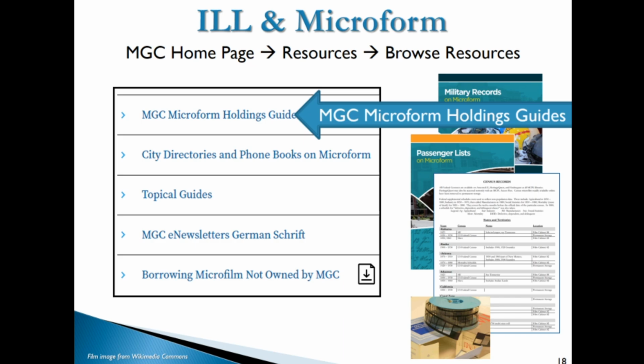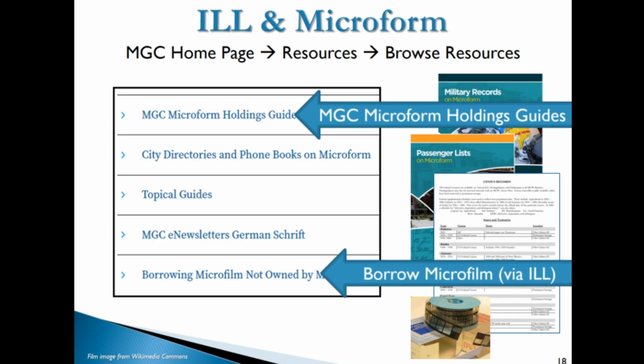From military records to census records to Native American records and passenger lists. These guides will give you an idea of the extensive collection of film and fiche that is immediately available for viewing at MGC. Also on this list is a section entitled Borrowing Microfilm Not Owned by MGC. Select this box to access the form needed to request microfilm through the ILL process.